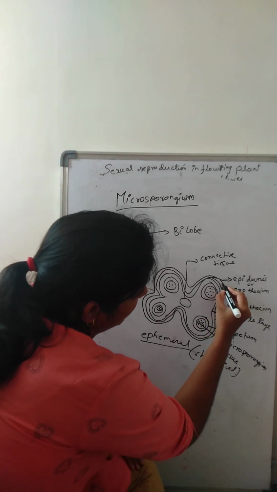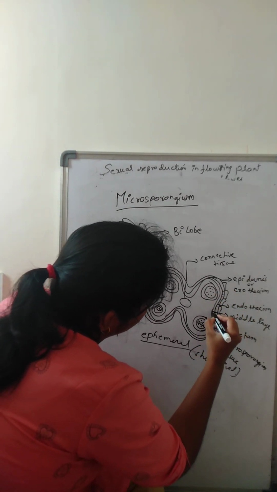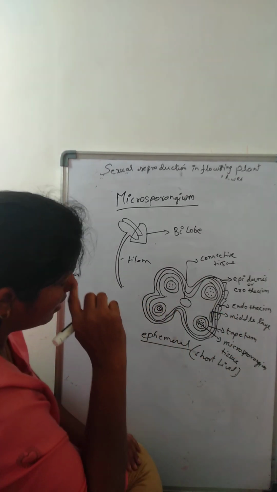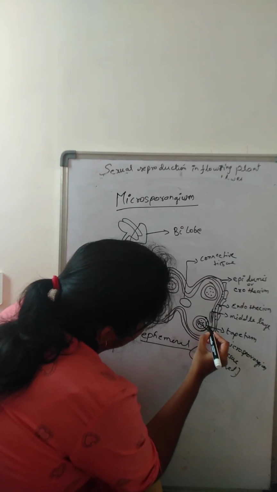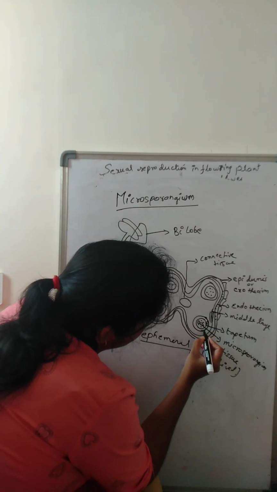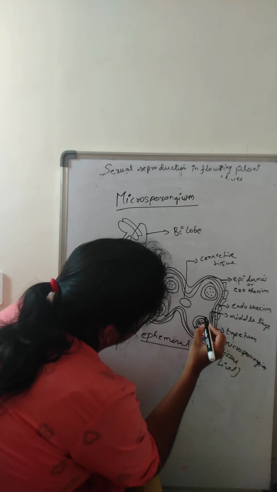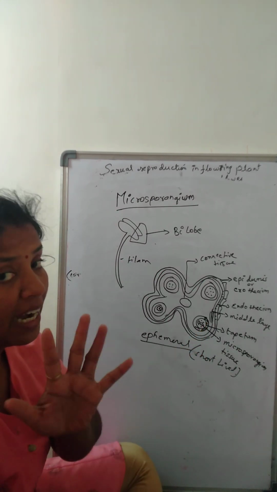Okay. See, it will be like this small. It will be like this. And here there will be 3 layers, middle layer, 3 layers. Okay. And this is the tapetum. Tapetum will be like this. 2 nuclei will be present here. So in tapetum, if you see, it is binucleated.